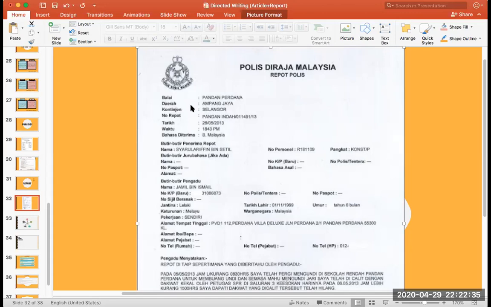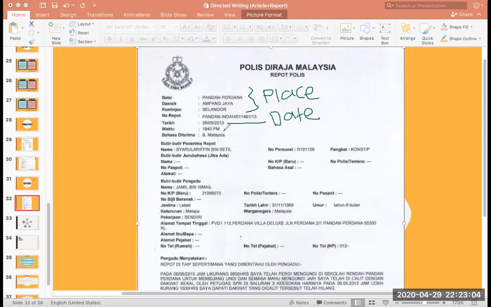So you can see, maybe it's a bit blurry, but I'll read it to you. Ada balai, daerah, contingent, all these. And we can tell from here, this is about the place. Tempat dia di mana. Right, so we know this is about the place. And now we have the tarikh. Then we have date. We have waktu, time, right? Bahasa diterima. So overall, this is a very detailed, sangat detail punya report, because this is memang for police.